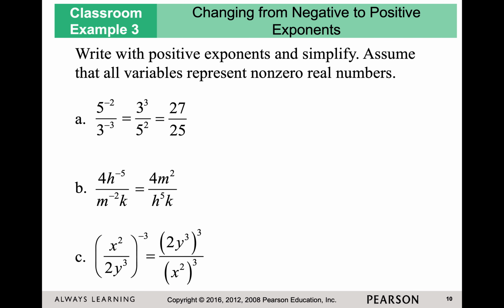In part C, I would flip the inside first. That's not the only way to get here, but I would flip the inside to get rid of the negative. Then I would distribute the 3 to everyone. So the 3 is going to go to the 2 and to the y, and then here it's going to go to the x. When I have an exponent raised to an exponent, I multiply. So 2 to the third is 8. 3 times 3 is 9. X to the 2 to the third, 2 times 3 is 6.